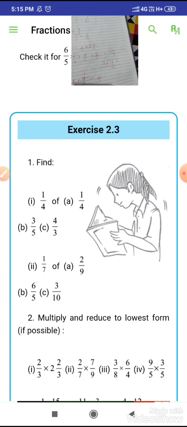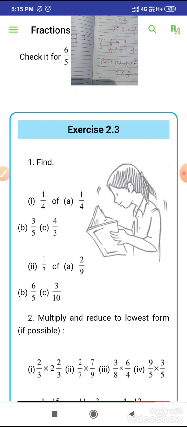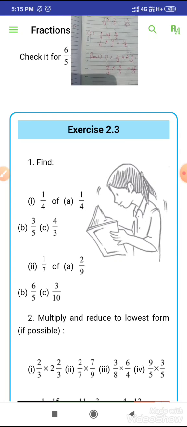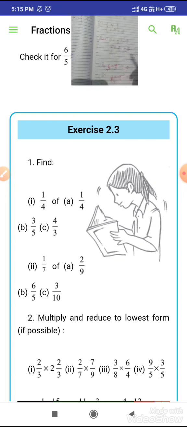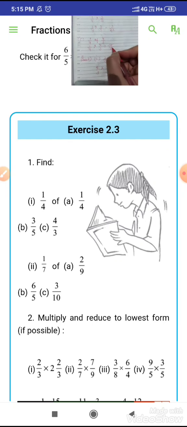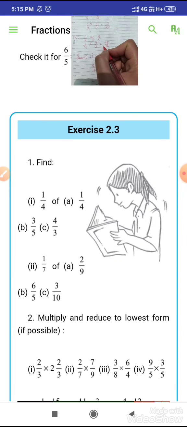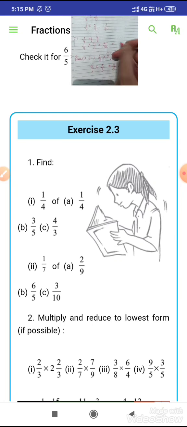C part of question number 1 is 1 upon 4 of 4 upon 3. For this, we multiply 1 upon 4 by 4 by 3, and after multiplying 1 by 4 and 4 by 3, we have 4 upon 12 as our answer, and we can reduce this 4 and 12 as 1 by 3.